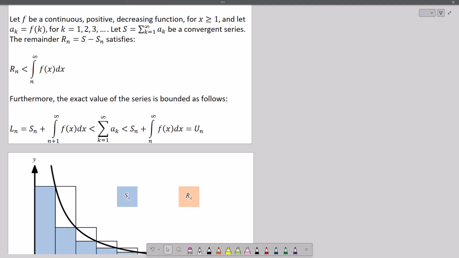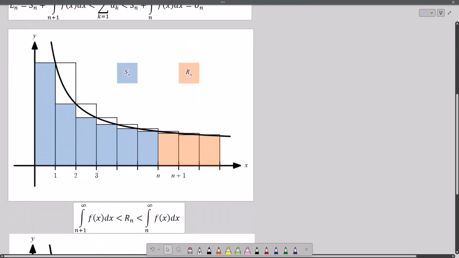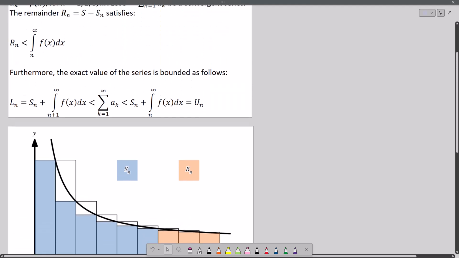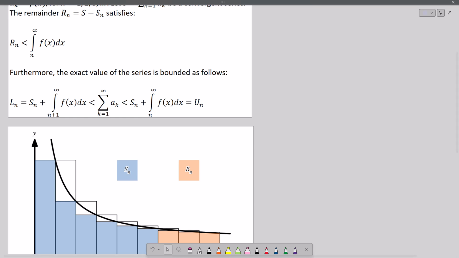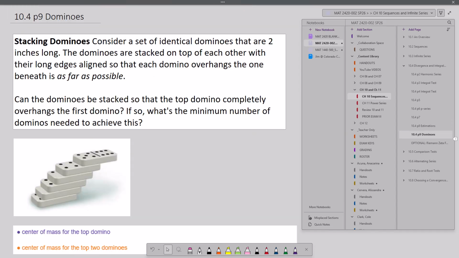If you want to focus strictly on the remainder, then that's the inequality down there. And this is representing the entire sum of the series. You've got your partial sum plus the tail, partial sum plus the tail. One's an overestimate, one's an underestimate. But you can use integration to get a gauge on the remainder. All right, so now we'll put remainder off until we get to the next section. But that's the concept of the remainder.